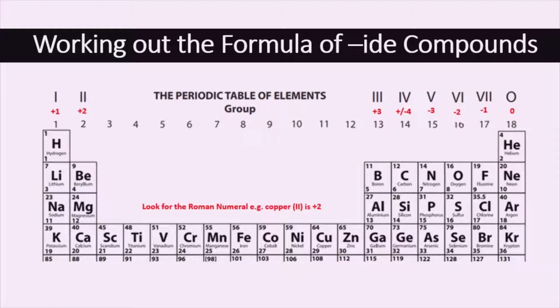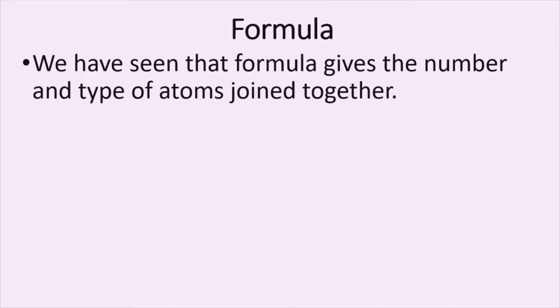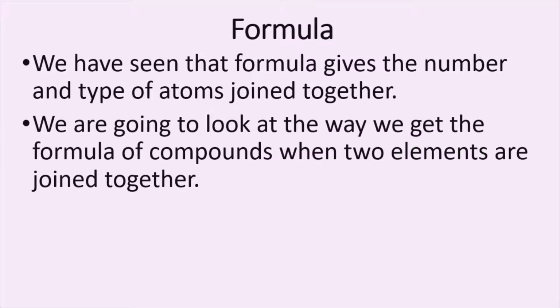Now, they've got a significance that we'll talk about next year, but I want to give you a wee background of where we get those. And then the main part of the video is how we use those to get formulae. A formula gives us the number and types of atoms joined together. So we're going to see that different combinations need different numbers of atoms to join together, and we'll see later on why that is.